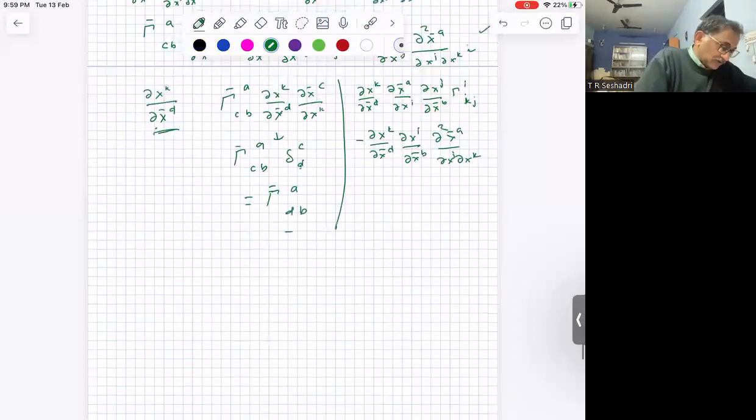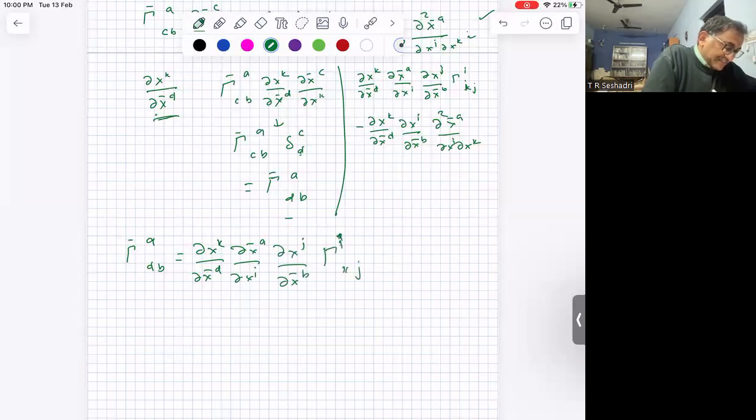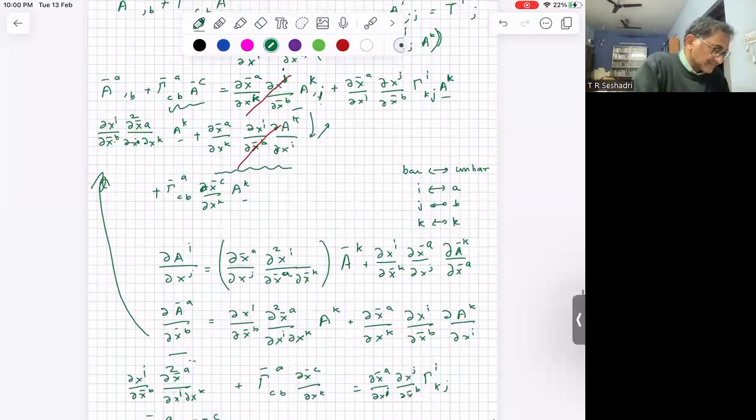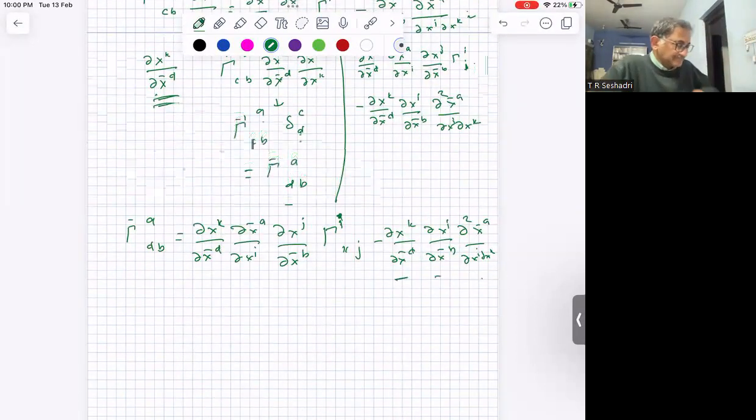So I get the transformation properties of gamma as gamma bar a db is equal to del xk by del x bar d, del x bar a by del xi, del xj by del x bar b, gamma ikj, which is a tensor-like part, but then there is an extra non-tensor part. And this is exactly what was spoiling the tensor nature of A. That is this portion, which has a first and second derivative. Are you with me?